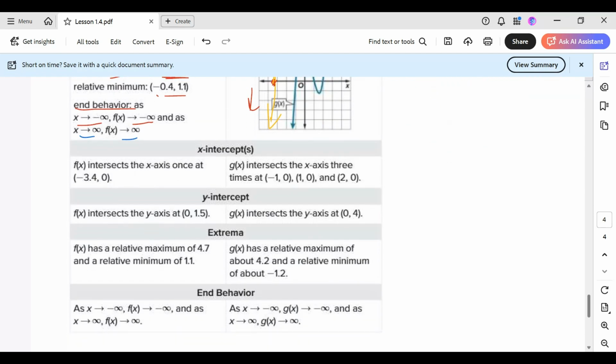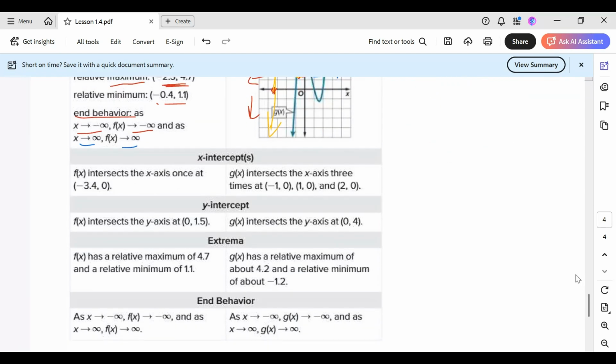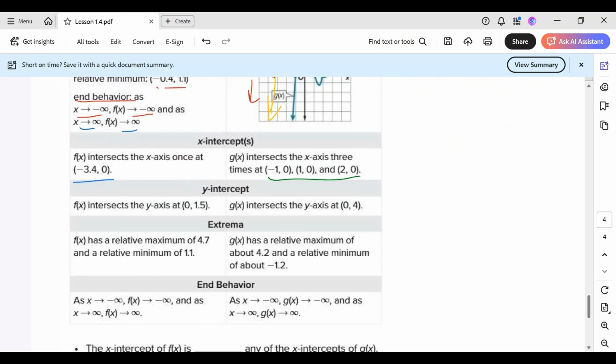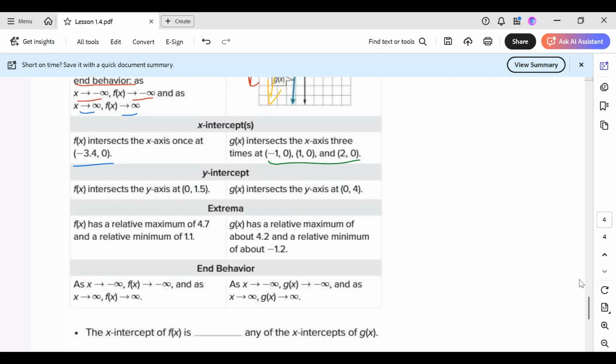So now when we're comparing, it says x-intercepts, we have only one x-intercept. G of x actually has 3 of them. When we look at our blue graph, the g of x equation, we have 3 of them. We have 1 here, and 1 here. That's why it's negative 1, 0, 1, 0, and 2, 0. The y-intercepts: the y-intercept on the f of x is at 0, 1.5. On the g of x, it's at 0, 4.